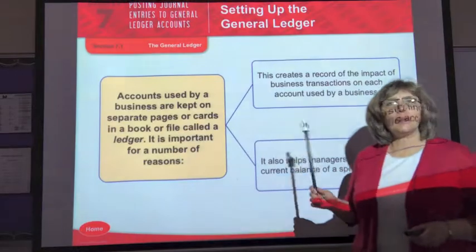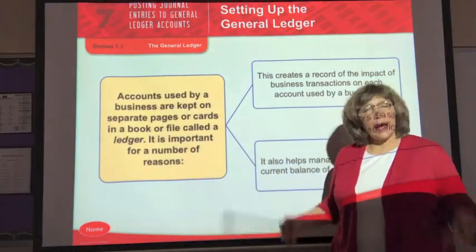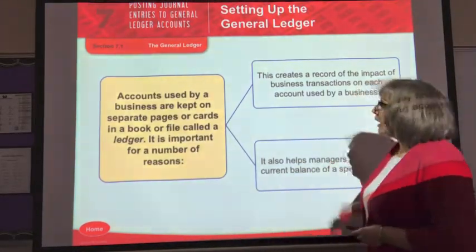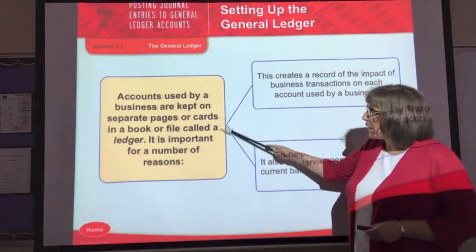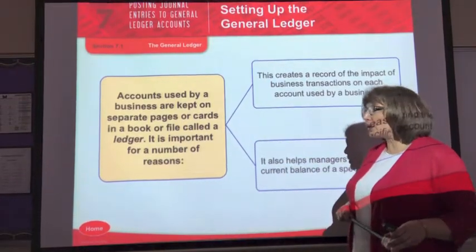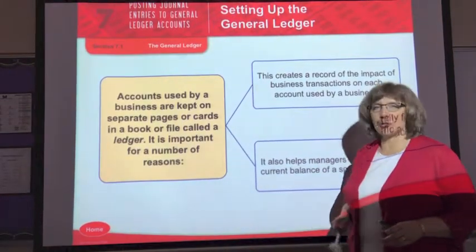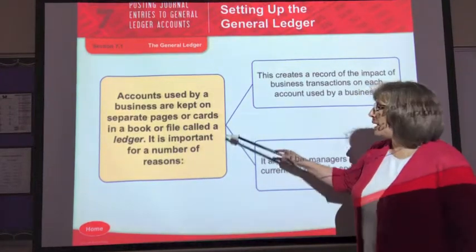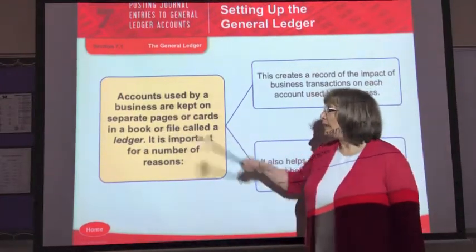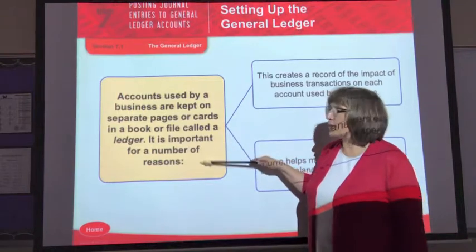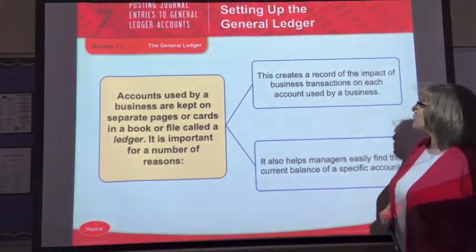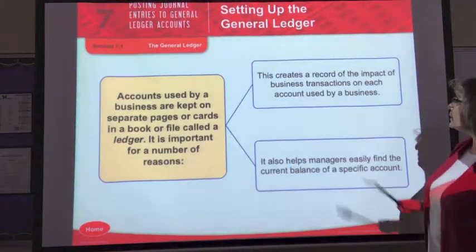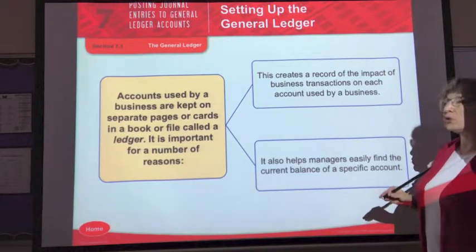Now we're going to start talking about what is a general journal, how do we post to it, etc. Accounts used by a business are kept on separate pages or cards in a book or a file called a ledger. If it's an electronic file, it would have its own file. It's important for a number of reasons. One, this creates a record of the impact of business transactions on each account used by a business.